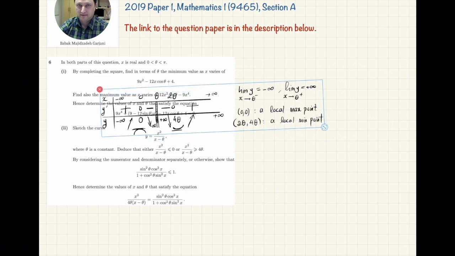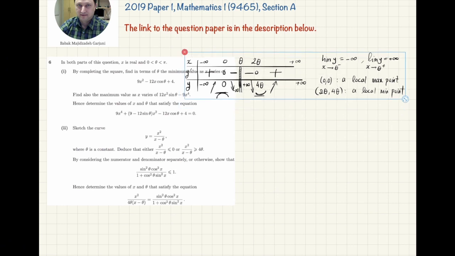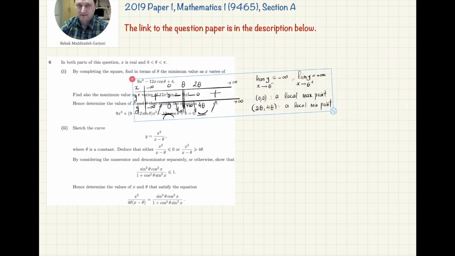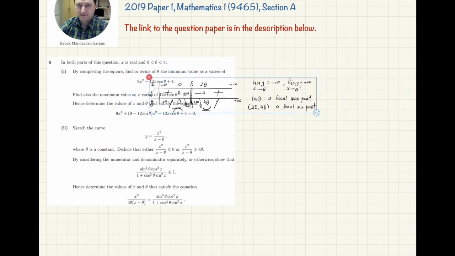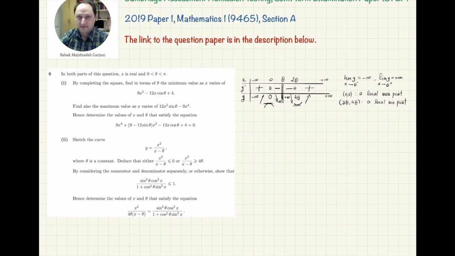I don't know why this rotated. Okay, so yes, a little bit smaller. Yes, good. Okay, so this is the information that I got so far, and then using this I can try to sketch the graph. Yes, so let us try to do that.